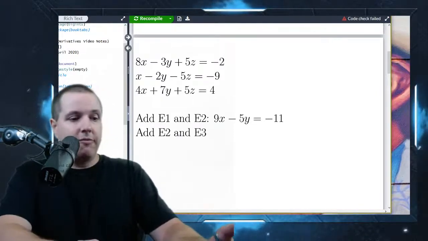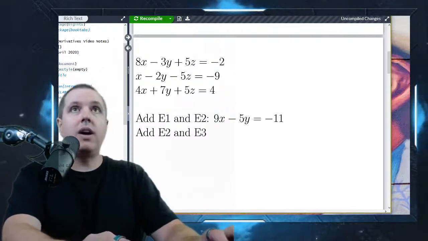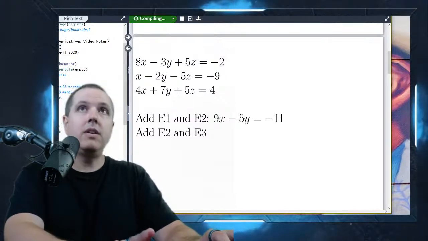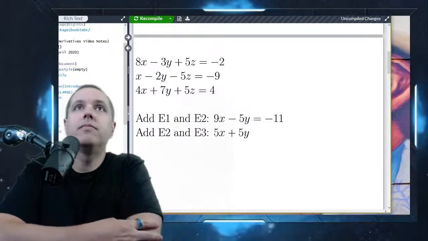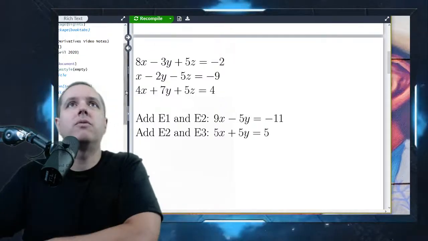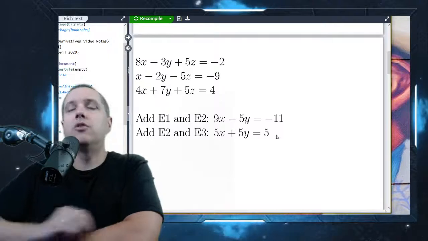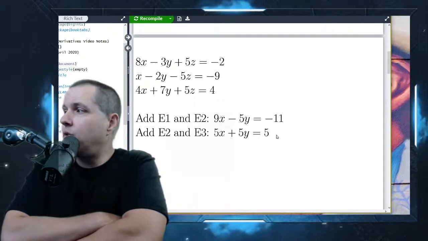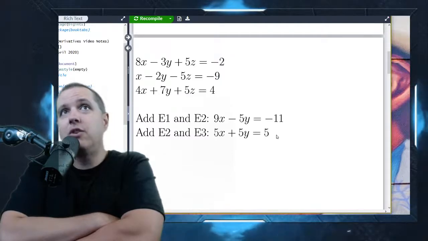I add those, I'm going to get 5x plus 5y equals 5. Wait a minute. Did I do this? Oh, yeah, that's right. So notice, what do we have now? We have 2 equations and 2 variables. You know how to solve those. That's what we've been doing throughout the chapter. So you could finish from here.